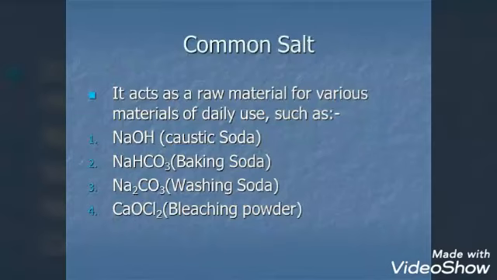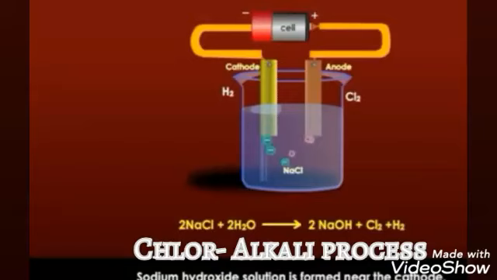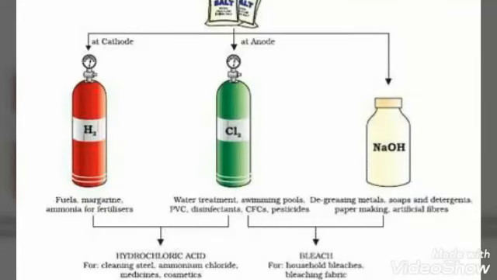One of the most important industrial uses of sodium chloride is the preparation of NaOH, that is caustic soda. On passing electricity through a concentrated solution of NaCl, which is called brine solution, it decomposes to form sodium hydroxide along with two gases, hydrogen and chlorine. This process is called the chlor-alkali process because the products formed are chlor for chlorine and alkali for sodium hydroxide.